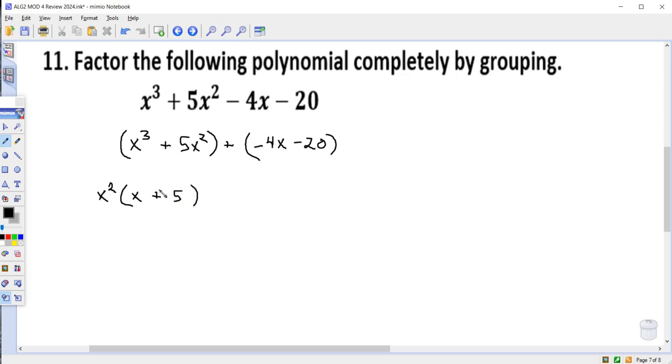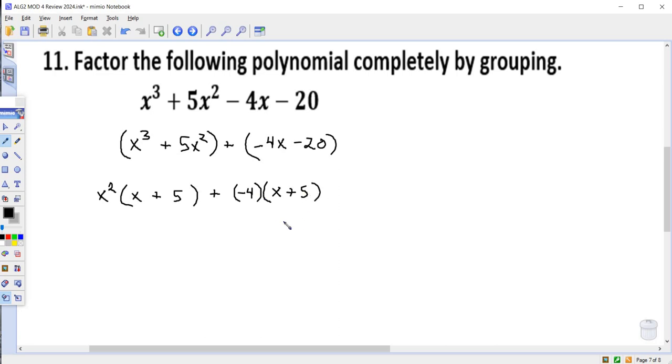You can always redistribute, and make sure that you did it right. X squared times x is x cubed. X squared times 5 is 5x squared. I want to do the same thing over in the second grouping. In the first place, you always want to factor out a negative out of a lead term. They both have a negative 4 in common. They can both be divided by negative 4. When I divide out negative 4, I am left with x plus 5 again.